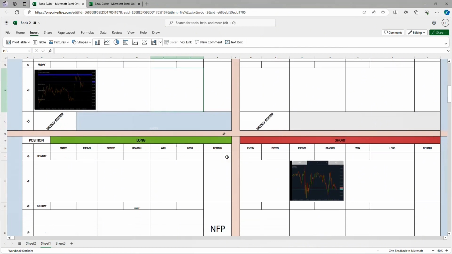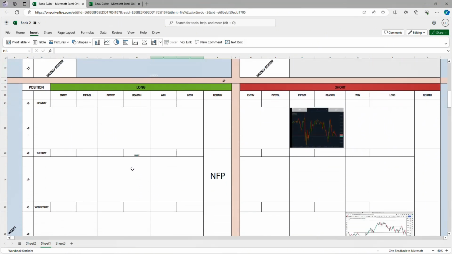Okay, now for the second week, you are going to do the same. Let's assume that for the second week, you did not take a buy trade on Monday. This is still Monday. You took rather a sell trade. So you are going to put your sell entry here, your stop loss, your take profit, the reason for which you are taking that trade. Did you win? Did you take a loss? And then your daily remark. Okay, you are going to insert the photos here.